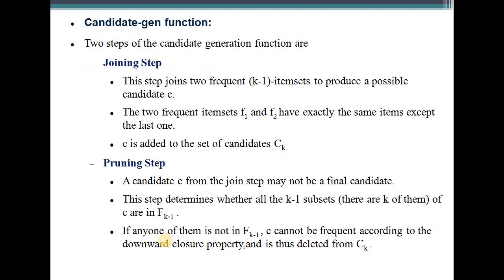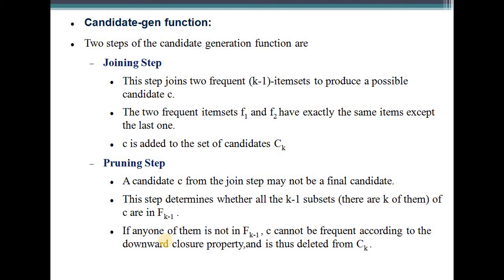What is the joining process? At present, just understand it is the process of combining the elements of the frequent item set in such a way that we create all the possible combinations. When we combine the items of the frequent item sets, they are considered to be two frequent item sets F1 and F2 with the last element different, and the newly created combined value is known as the candidate, which is added to the candidate set Ck. Next step is the pruning step.